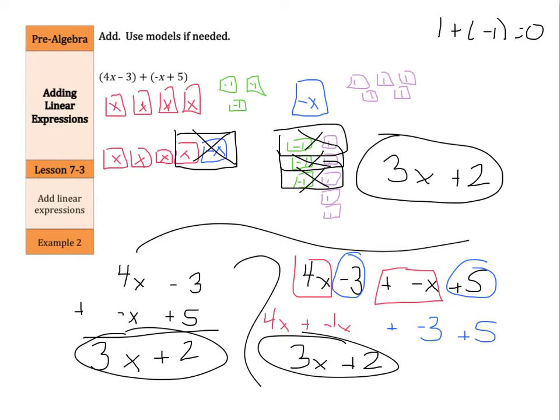So again, we have three different ways, one with models, two somewhat algebraic here, one in columns, the other more horizontal, and how you can solve these questions. Again, pick one, pick two, however you'd like to solve these, and just get it done.